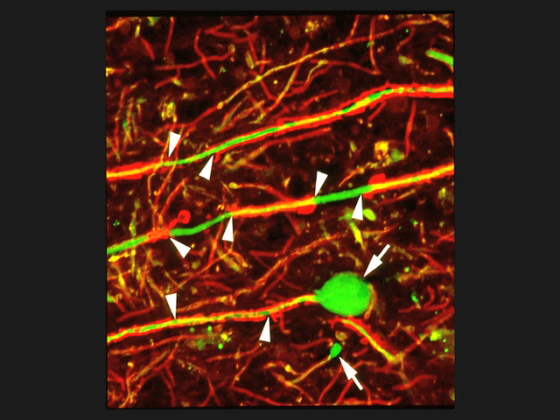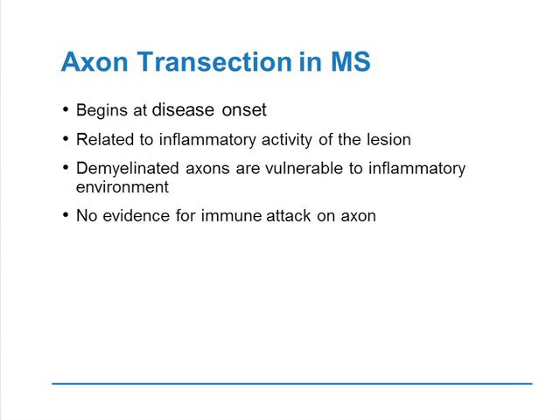The red is the myelin surrounding those axons, and you can see between the arrowheads here that segments of these myelin sheaths have been demyelinated. And if you look at the lower axon, you can see that it ends in an axonal retraction bulb, indicating transection. So to summarize axonal transection in MS, the next slide, it begins at disease onset.